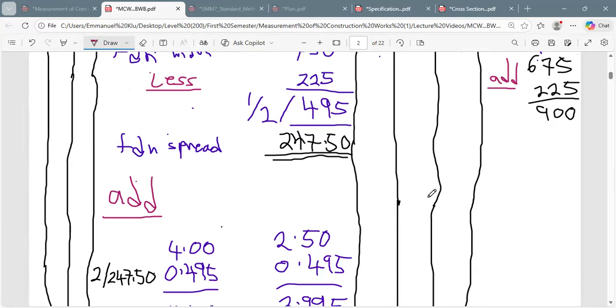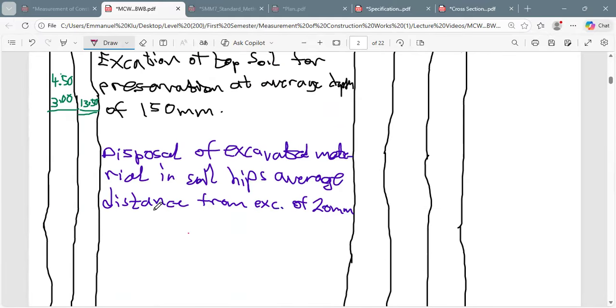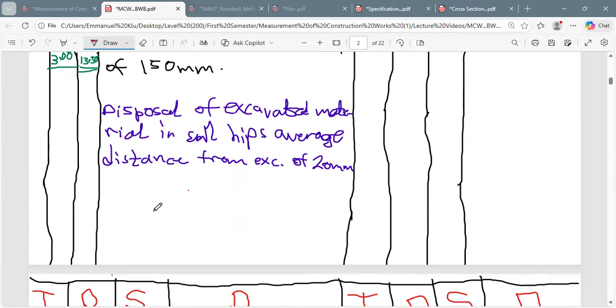Okay. But there was one thing left over here. The disposal of excavated material in spoil heap is calculated in volume. We didn't do this thing for it. We have to square the dimension for that one too.